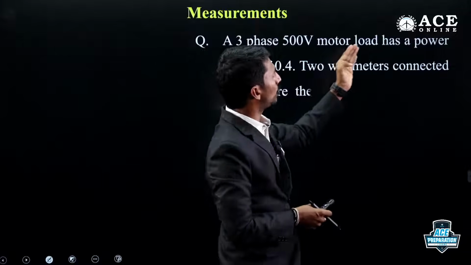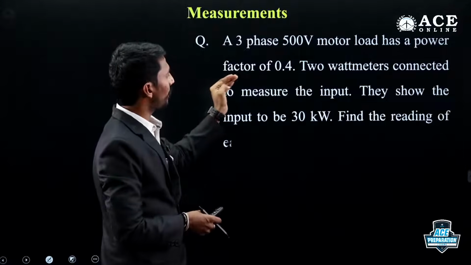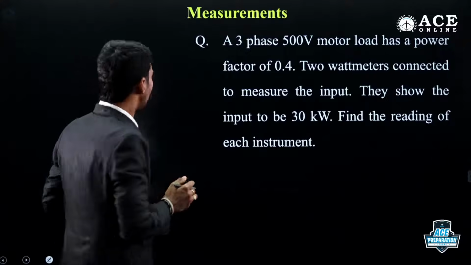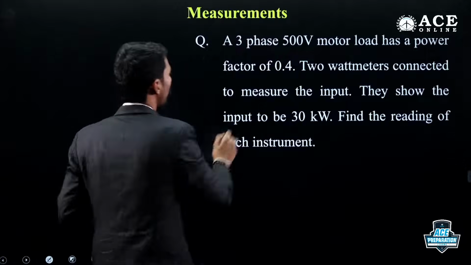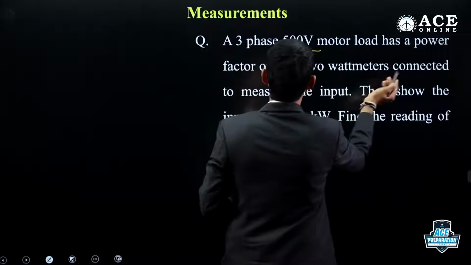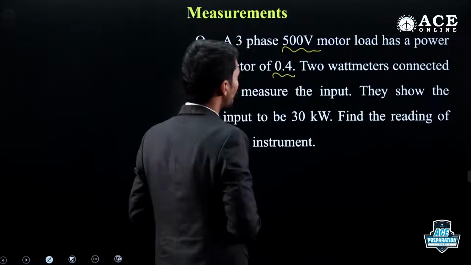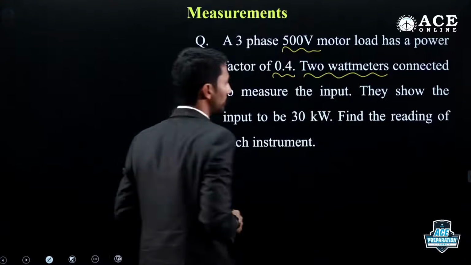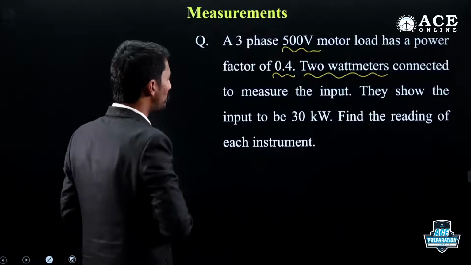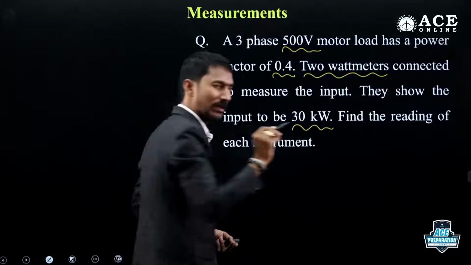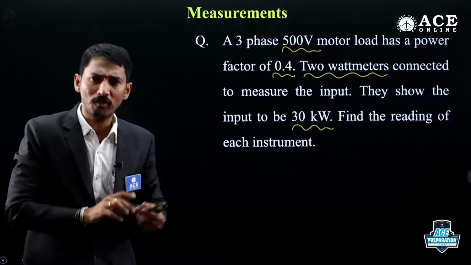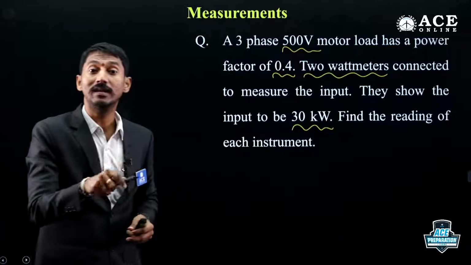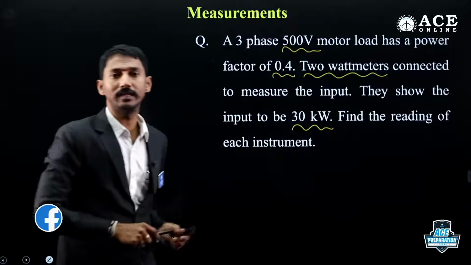A 3-phase 500 volt motor load has a power factor of 0.4. Conceptual and simple small numerical will be there. Sir, what is the voltage here? 500 volt, power factor of 0.4. Two wattmeters are connected to measure, of course, the 2 wattmeter method. They show the input to be 30 kilowatt. Very important point: input power means total power is P1 plus P2. 2 wattmeter means W1 plus W2 is 30 kilowatt.